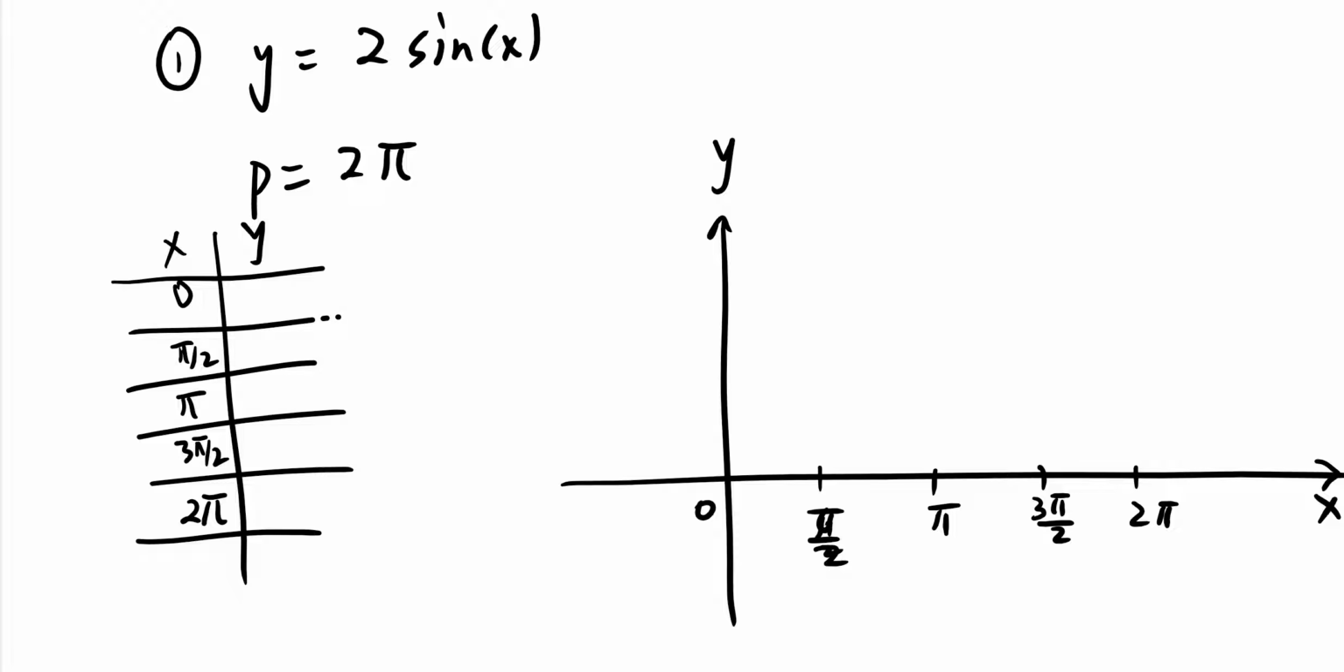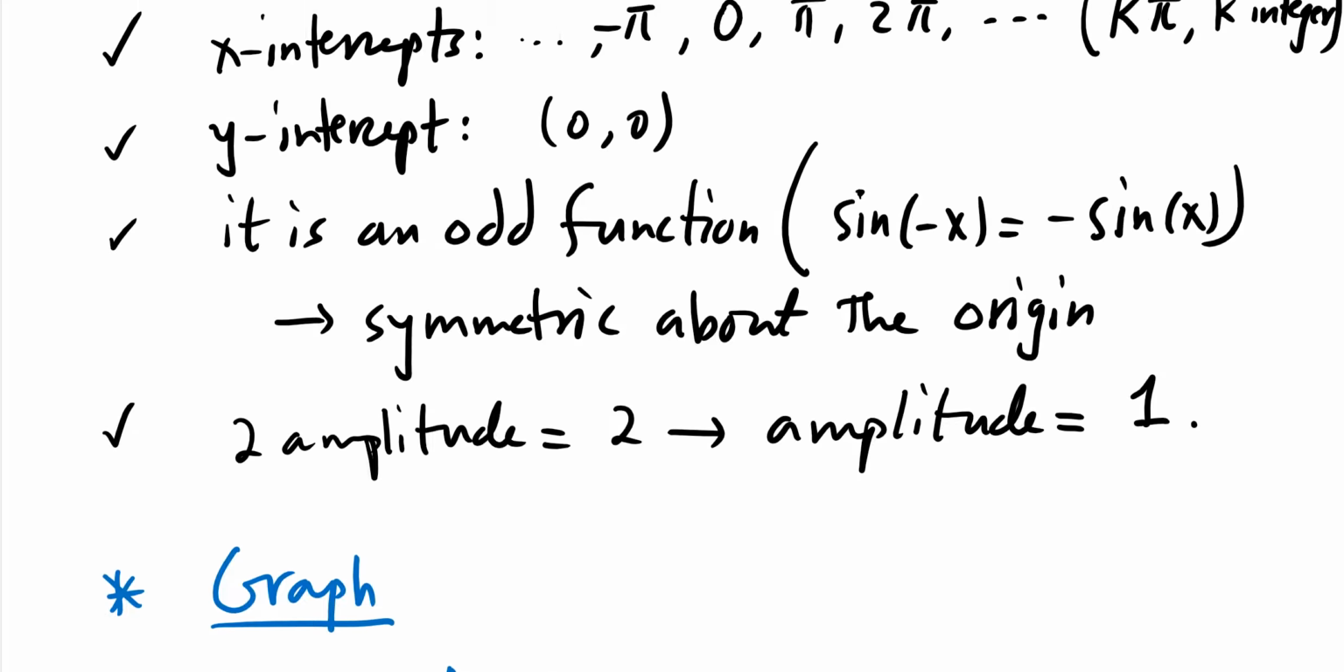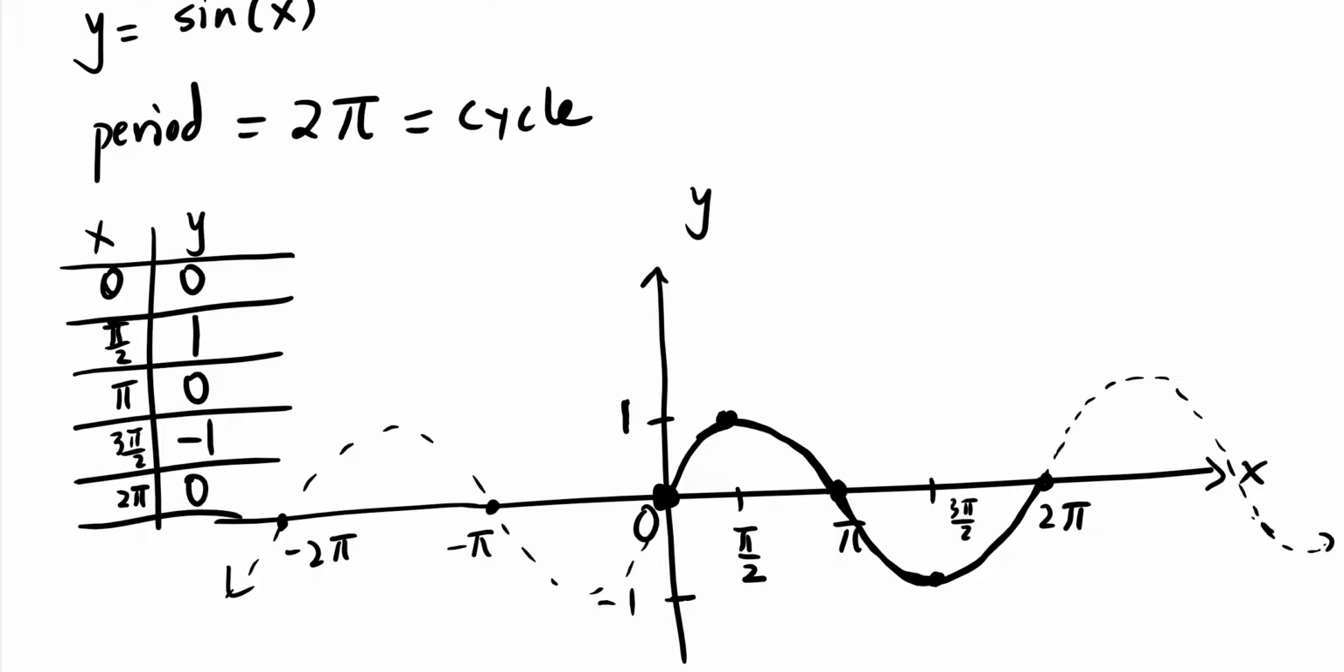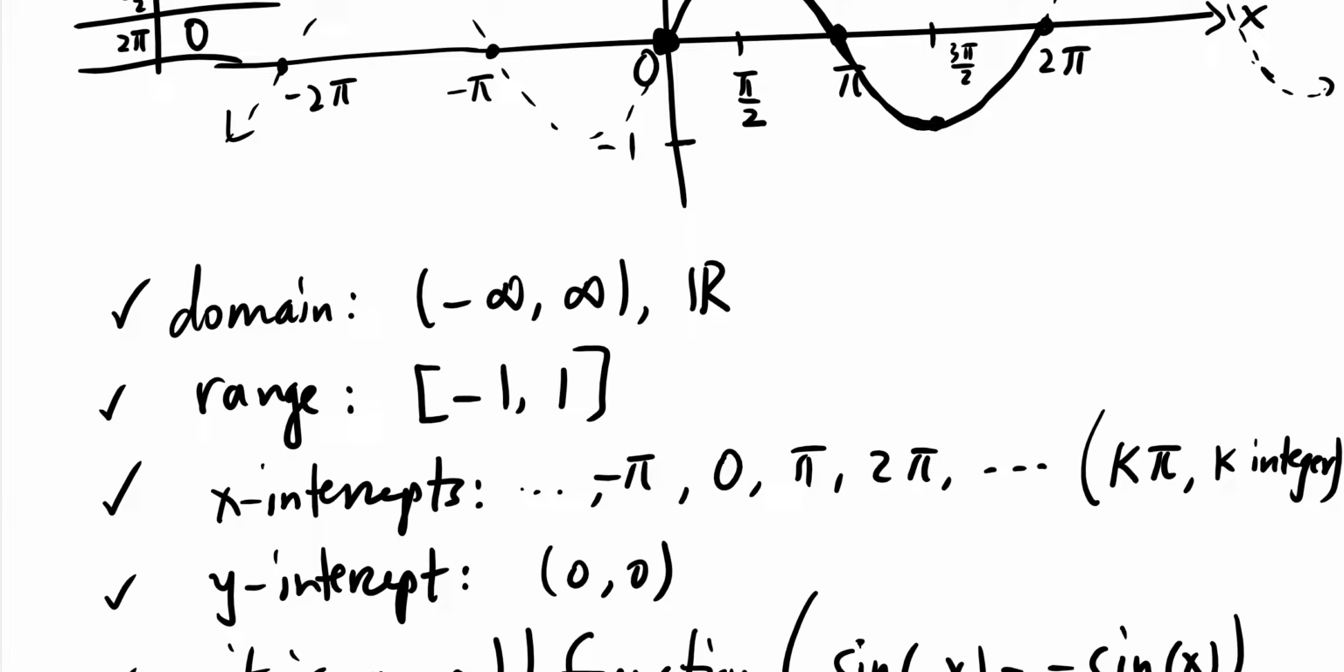So let's see what changes this does to the graph. When you substitute the 0 in, sine 0 is 0, times 2 is 0. Sine pi over 2 is 1, times 2, 2. Sine pi is 0, times 2 is 0. Sine 3 pi over 2 is negative 1, times 2 is negative 2, and the last one 0. So the y values get multiplied by 2, as you notice. We simply multiplied the y values in the previous table by 2. So the 0s stay the same, but the 1 and negative 1 become 2 and negative 2.